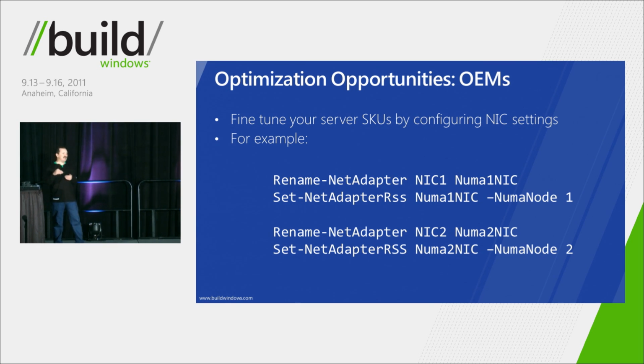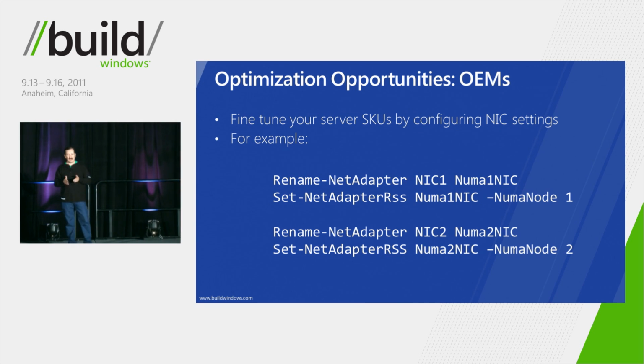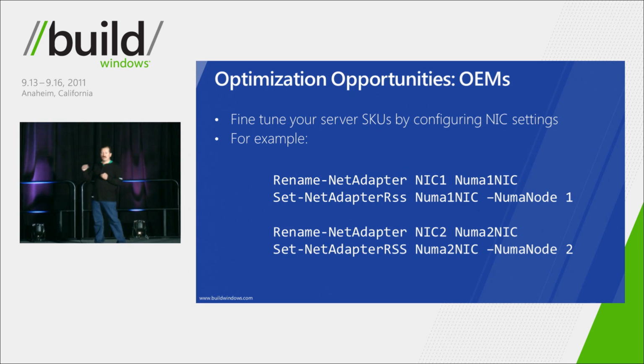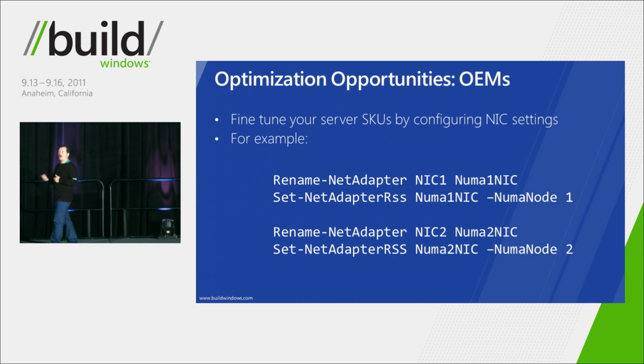And then I'm going to set net adapter RSS. I'm going to set it on the NUMA 1 NIC, I'm going to call it NUMA node 1. And on the other NIC, NIC 2, I'm going to say NUMA node 2, so I'm going to map that in there. So I'm fine-tuning RSS for a high-performance scenario.